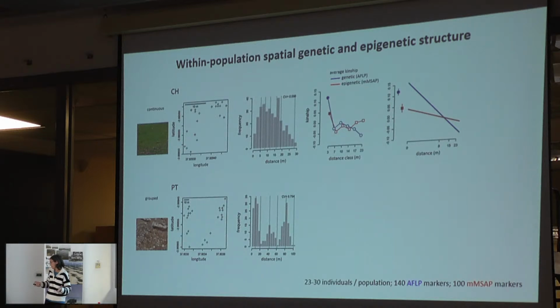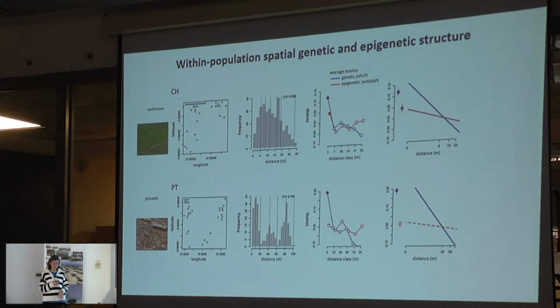So our first prediction, that the neighbors are somehow more family related than the others, is fulfilled. We also found that for epigenetics, the dot is significantly higher than expected by chance. And then the relationship decreases with distance, and here is the model. So we have a null model, meaning that the genetic relationship decreases with distance, and for epigenetics it is lower.